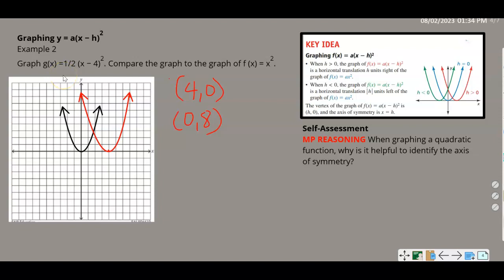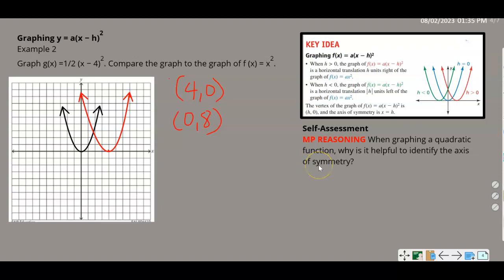You can see that the axis of symmetry is going to be different. For the parent function, it's 0, and for g of x, it's x equals 4. So their vertexes are different as well. So they do have some things that are similar and a few things that are different as well. But it's that easy to graph the function, and not difficult to graph either. If you know how to find a few points on the graph, you can sketch that curve.